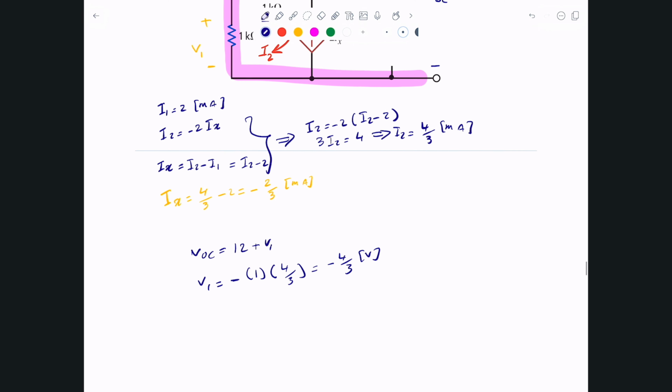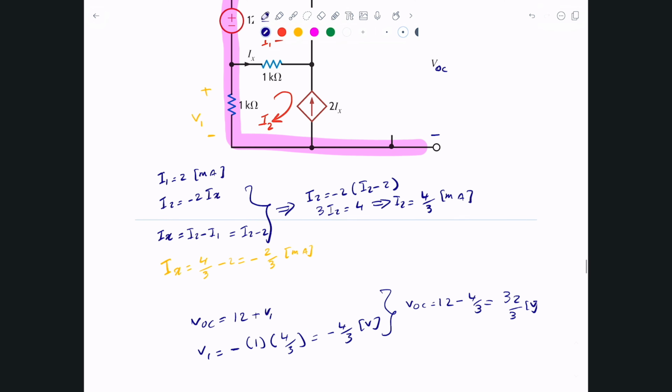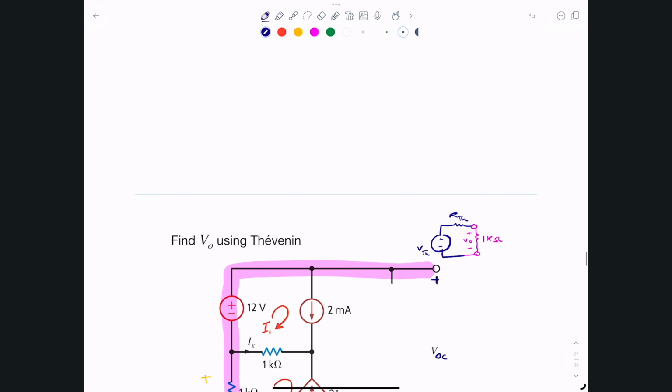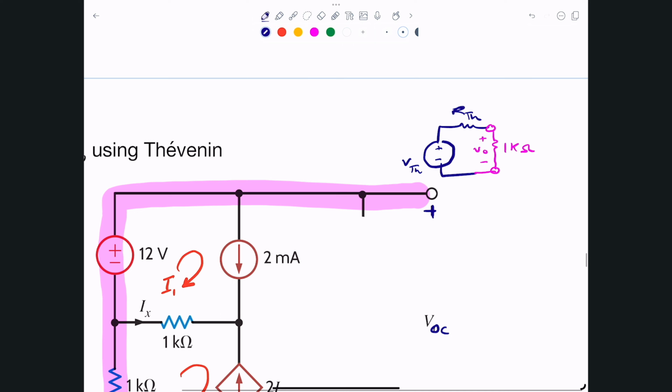Now we can combine these two in here, and that will give me the V open circuit is simply 12 minus 4 divided by 3, which is equal to 32 divided by 3 volts, and that's about 10.6. So we have the V Thevenin. V Thevenin happened to be 32 divided by 3. Let me write that here: 32 divided by 3 volts. And that's basically the V Thevenin.